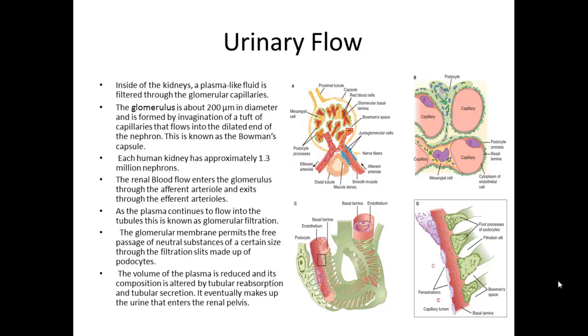The renal blood flow enters the glomerulus through the afferent arteriole and exits through the efferent arterioles. As the plasma continues to flow into the tubules, this is known as glomerular filtration. The glomerular membrane permits the free passage of neutral substances of a certain size through the filtration slits that are made up of the podocytes. The volume of the plasma is reduced and its composition is altered by tubular reabsorption and tubular secretion. It eventually makes up the urine that enters the renal pelvis.